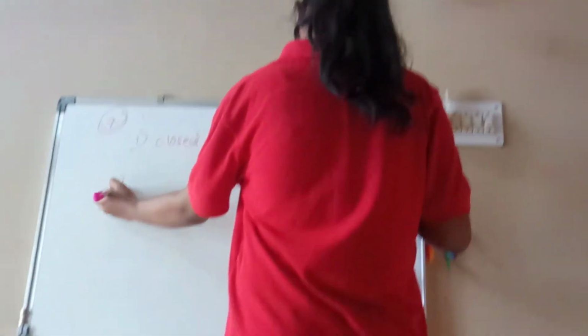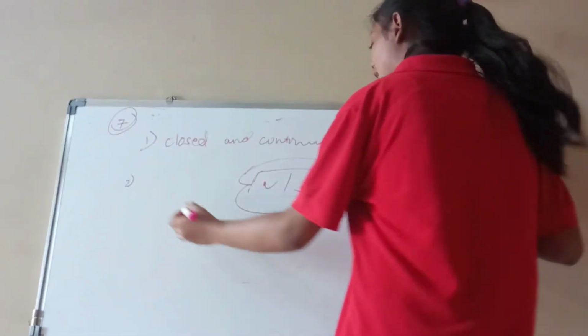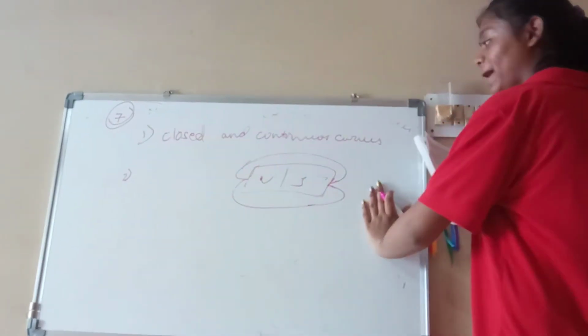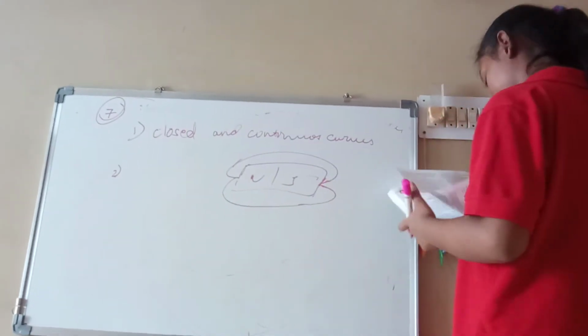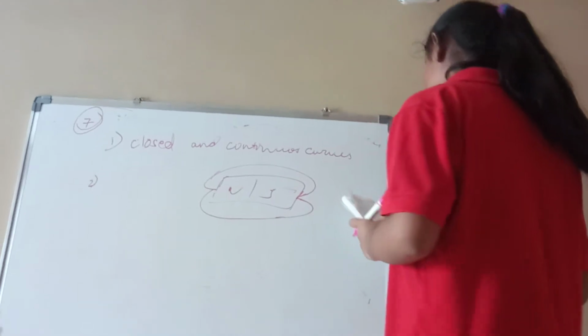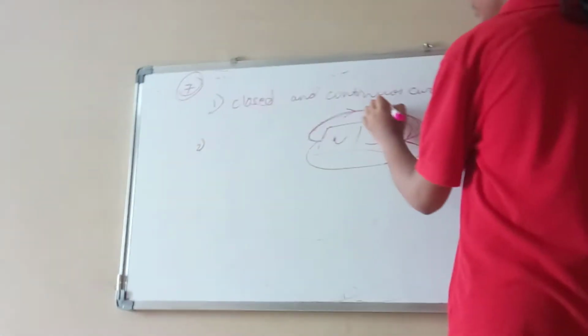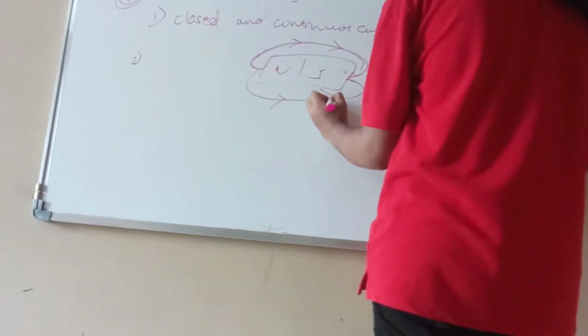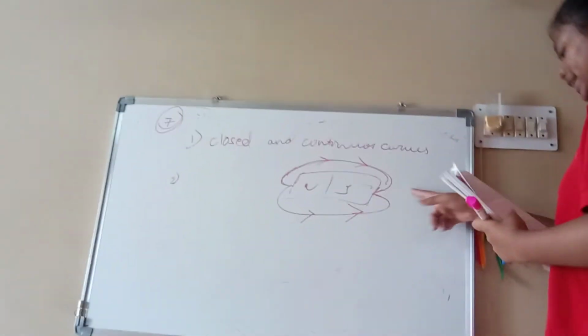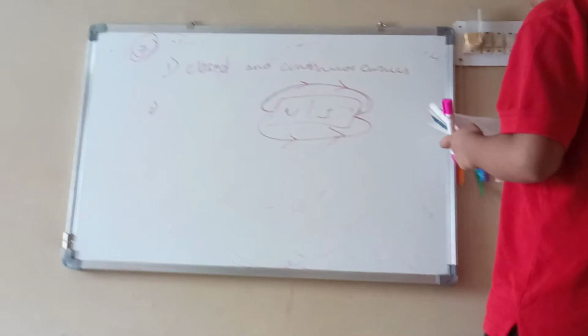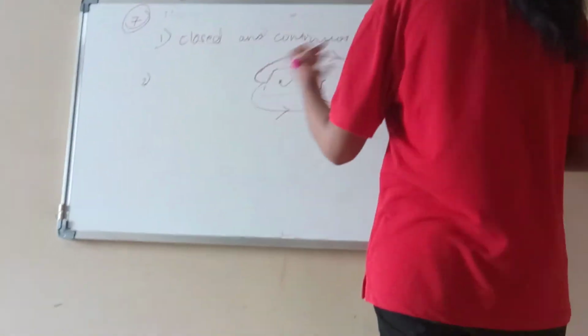The second property is, outside the magnet, it is directed from the north pole to the south pole, like this, in this direction. This is the second property.